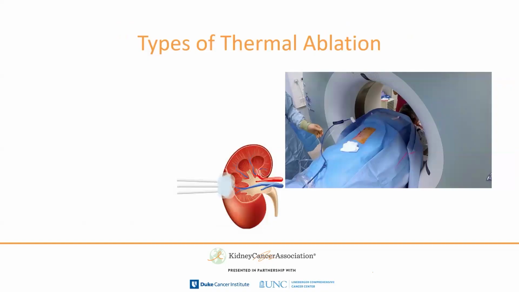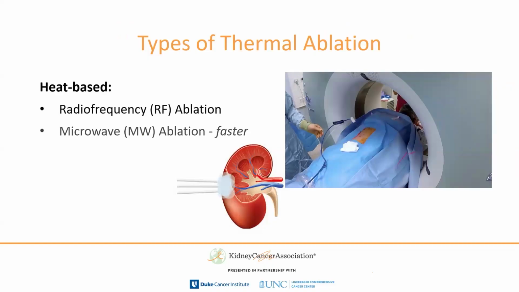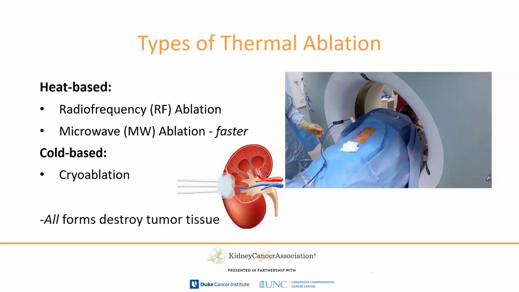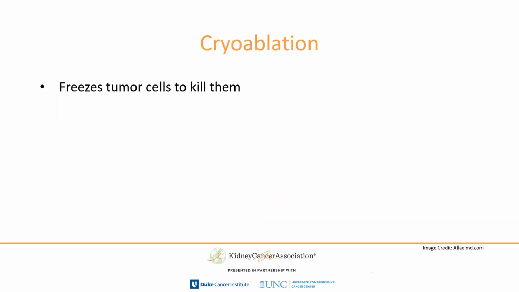There are a few different types of thermal ablation. So there are heat-based ablations that use radio frequency or microwave to burn the tumor. And then there is cold-based, which is cryoablation. At Duke, most of what we are doing is cryoablation, but importantly, all forms of ablation have the same goal, which is to destroy the tumor tissue. And there are some cases where one might be preferred over the other. I'll go into a little more detail about cryoablation now because, again, this is mostly what we're offering these days.